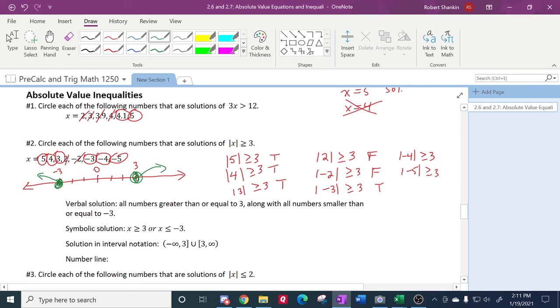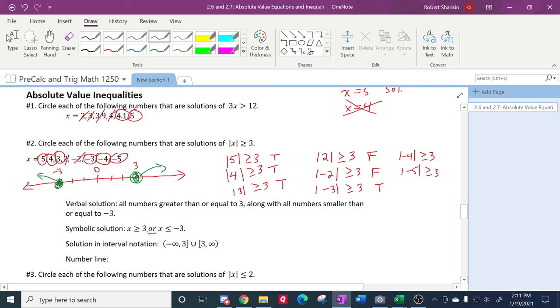Now, one symbolic way to state the solution is, notice this keyword is or. And it is not the keyword and. If you put the word and in there, it would be wrong. It has to be the word or. X can be to the right of 3 or to the left of negative 3.